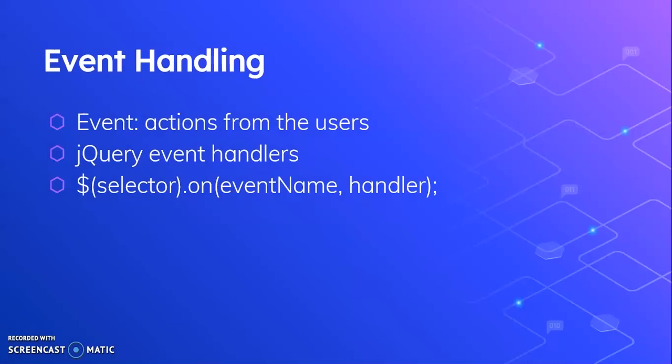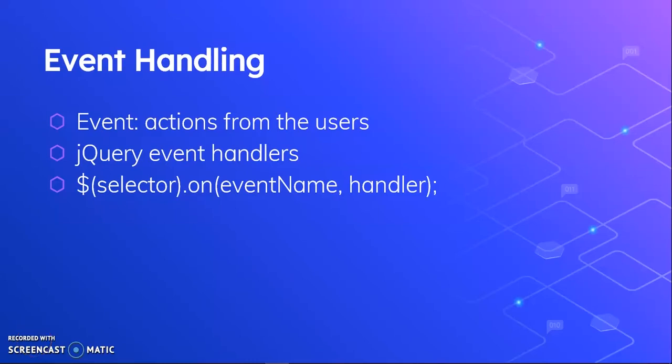jQuery also provides means for event handling. An event occurs when the visitor of the website performs a certain action, for example, clicks a button or writes something in the input field. jQuery event handlers are used to perform some action whenever such events occur. So the general structure of the event handlers is given below. Once again, we use the jQuery selectors with the $ sign, but this time we call a function on with two parameters: the event name, a string indicating the name of the event, and the handler function that does the intended task after the event.